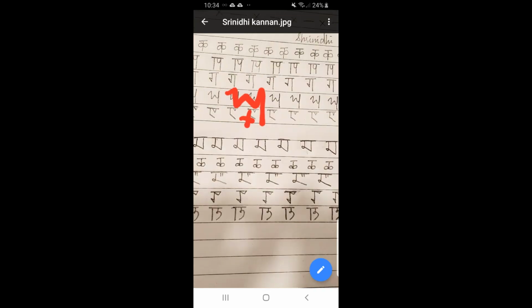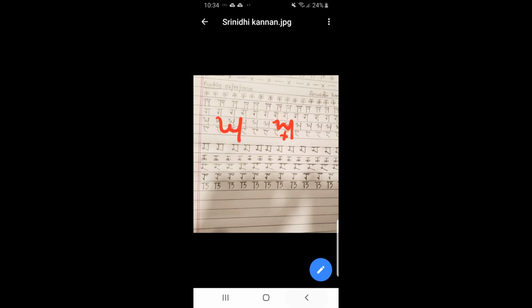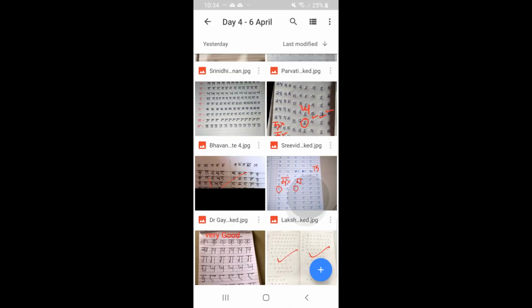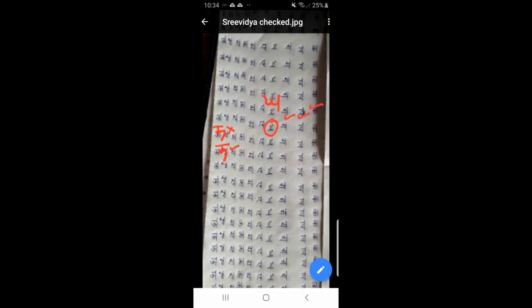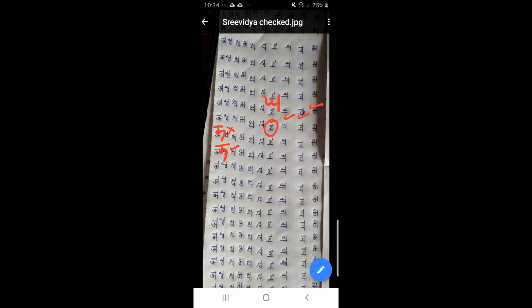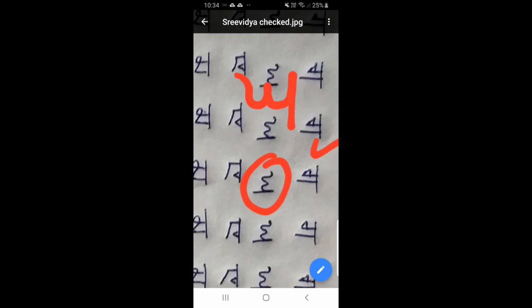Other letters in Srinidhi Kannan's assignment are very good. All the characters are formed very nicely. Same correction here: gh not formed rightly. The image is actually rotated, so I can zoom it here and show you. See, this gh should be like this, and these 2 points should meet here as I've shown, and not be separated from each other.